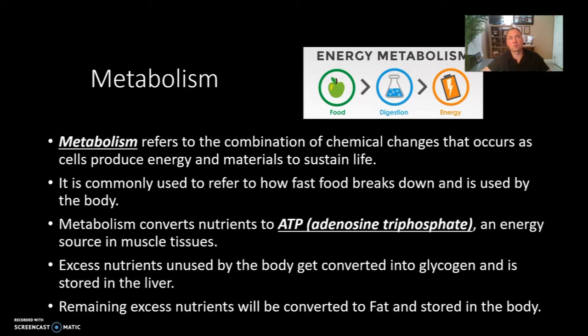Now, metabolism, we hear so much about this. What is it? Well, it refers to the combination of chemical changes that occur as cells produce energy and use materials to sustain life. It is commonly used to refer to how fast food breaks down and is used by the body. Some people say they have a fast metabolism. Others are like, I have a slow metabolism. And they often ask about when it will speed up and slow down. So your metabolism actually converts nutrients into ATP, or adenosine triphosphate, which is an energy source for your muscle tissues.